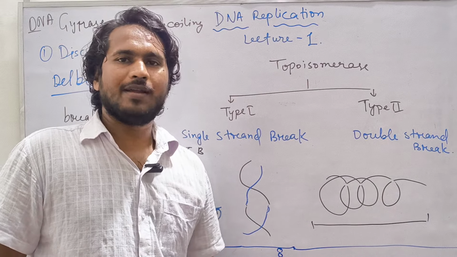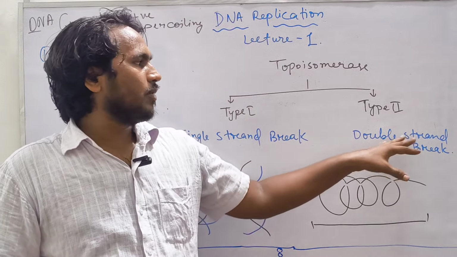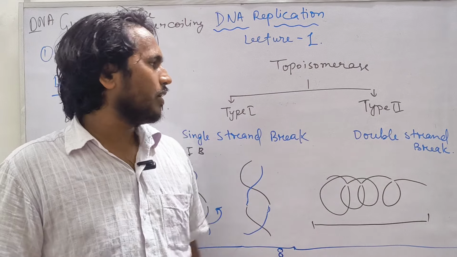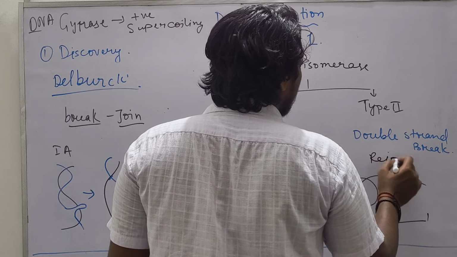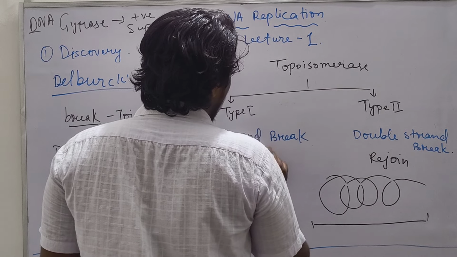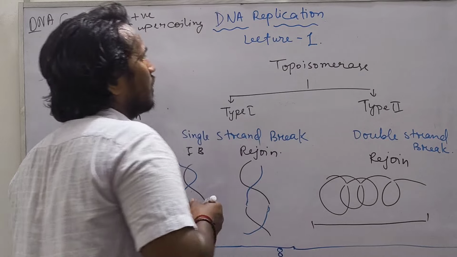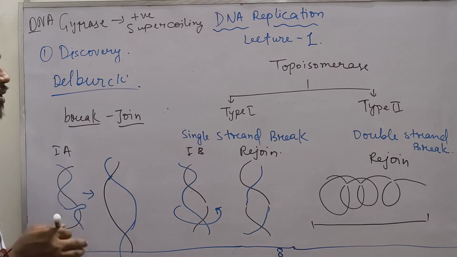Are you getting my point? Any doubt? At least remember the double strand will break and then rejoin. Okay, rejoin is important. Now these are all the things about topoisomerase.